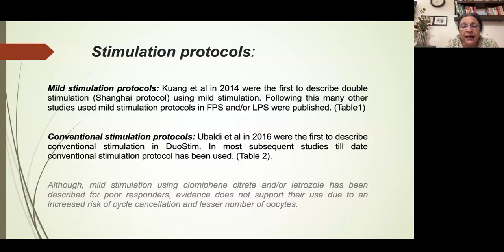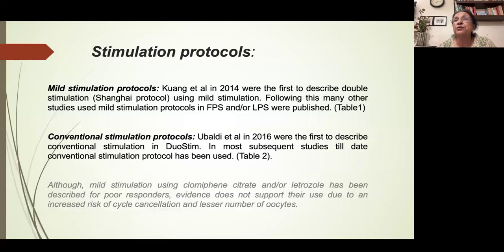So that is why I brought this: although mild stimulation using clomiphene and/or letrozole with intermittent gonadotropin has been described for poor responders, evidence does not support their use. There is increased risk of cycle cancellation. You use small doses and maybe one follicle grows and you find no egg in it, or maybe nothing grows. So there are lesser number of oocytes for sure, and cycle cancellation rate is high.